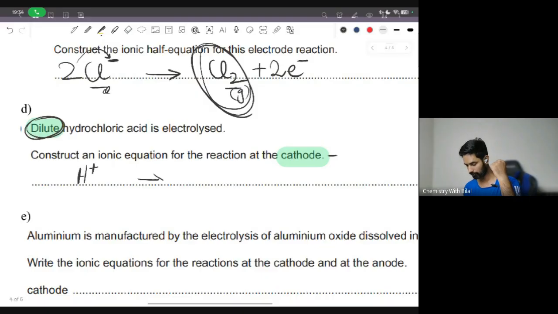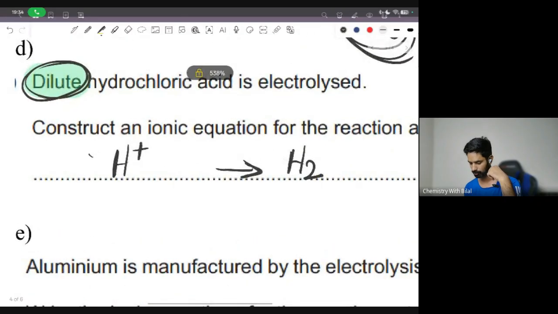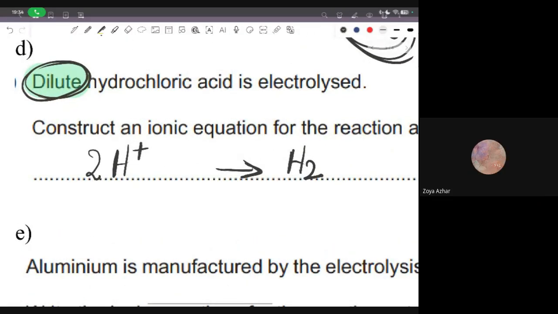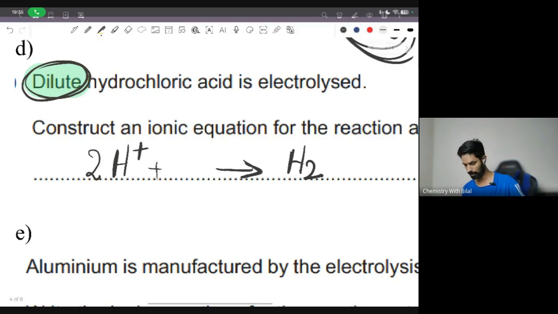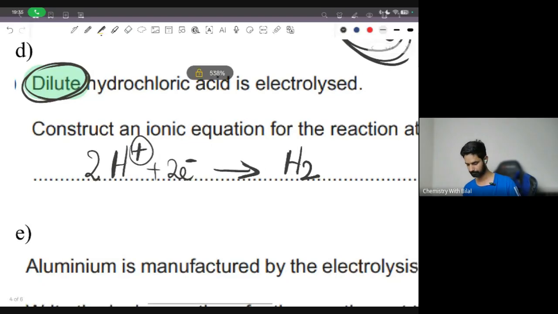Now we know hydrogen ions will change into their element, which is H2. The element of hydrogen is H2. Let's balance it. How? We need to put 2 over here: 2H+. One hydrogen ion needs 1 electron, 2 hydrogen ions need 2 electrons, and that's it.